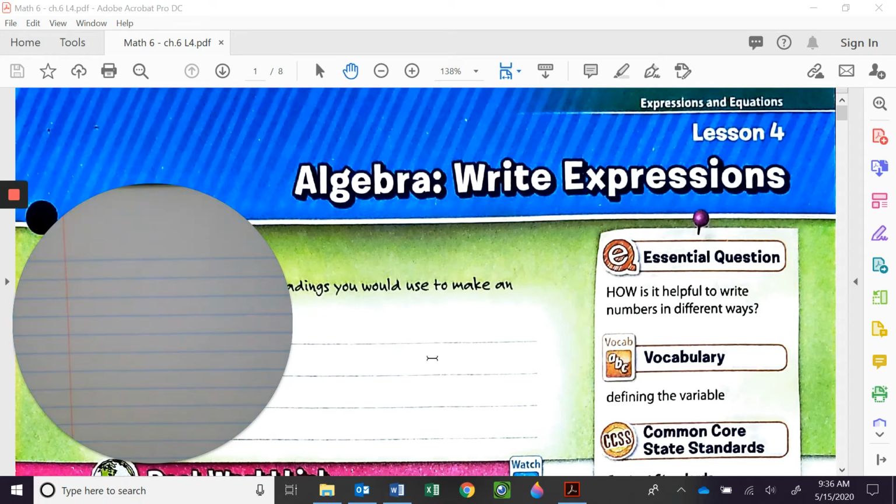All right, so lesson 4 is about writing expressions. The biggest part that you need to know is looking at the words and understanding if it's asking you to add, subtract, multiply, or divide.